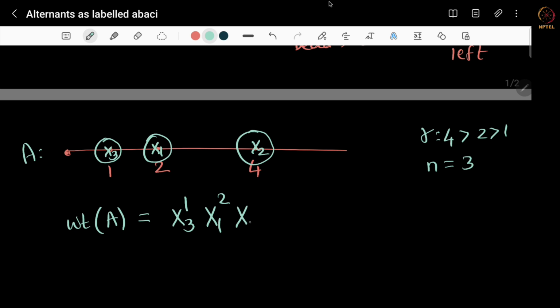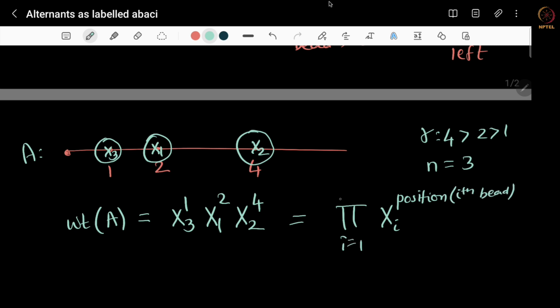Okay, so what are my various parameters? Gamma here is the tuple 4, 2, 1, my number n is 3. And this is a certain configuration of beads, x2 in place 4, x1 in place 2 and x3 in place 1. So what's the weight of this abacus? Let's call this labeled abacus A.